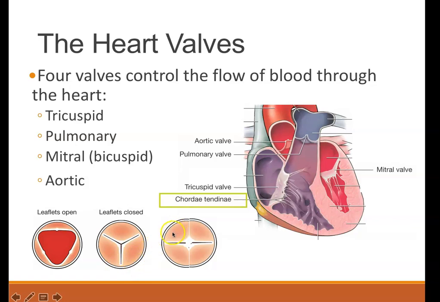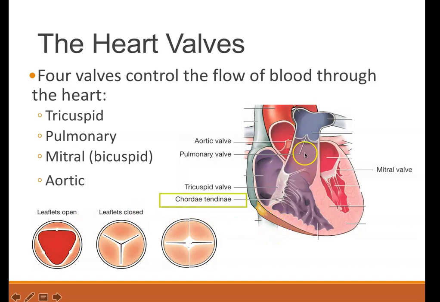The bicuspid valve has 2 cusps. So it also reminds me of a drinking apparatus. If you ever had a Camelback straw where you kind of have to bite it or squeeze it, and then it opens up. So when it's closed, they look like this. When they're open, blood can flow through.